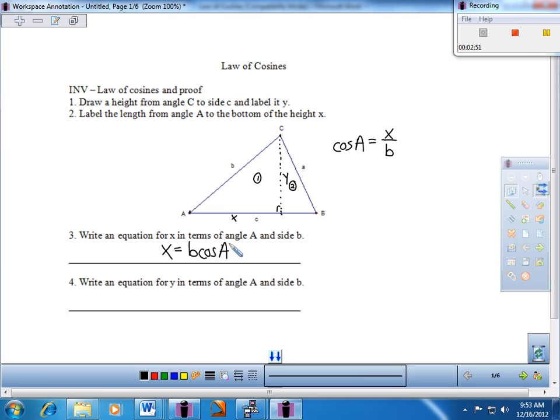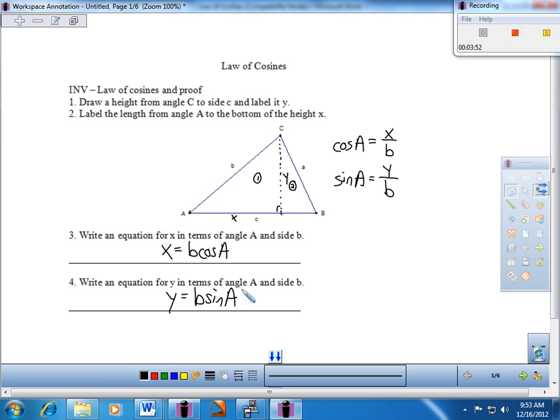Now let's still deal with angle A. It says write an equation for Y in terms of angle A and side B. So here's angle A, and I want to talk about Y and side B, still in the same right triangle. In reference to angle A, we have the opposite side and hypotenuse. So this piece right here would be the sine ratio of our angle A, just good right triangle trigonometry, equal to the opposite side over the hypotenuse. We want it in terms of Y, so let's take that B and bring it up to the other side. Now Y is equal to B times the sine of angle A.